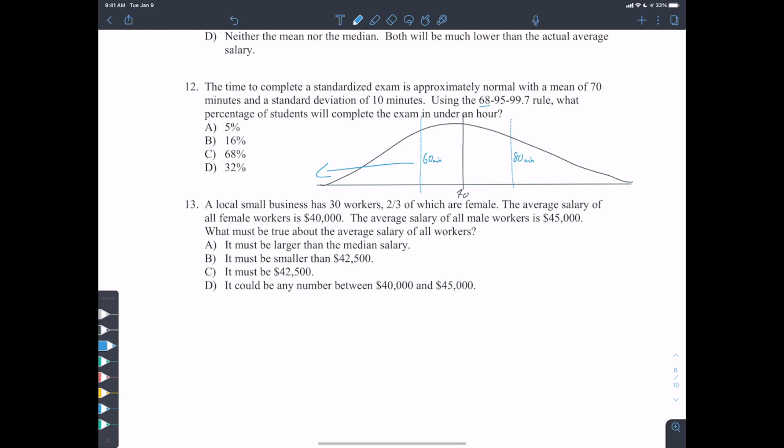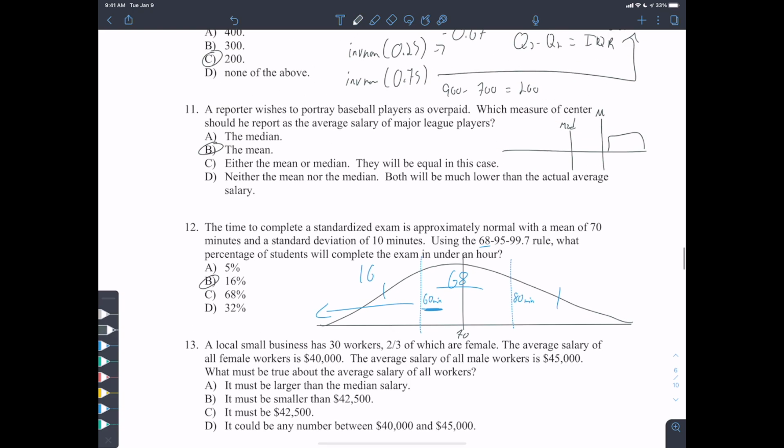We know that using the 68-95-99.7 rule, this whole thing represents 68% of the data. On either other side, 100 minus 68 is 32. So both of these sides added up is going to give us 32. That means this side is going to be 16% of the data, which is also our answer. 16% of the data is under the 60-minute mark. B is our answer for that.